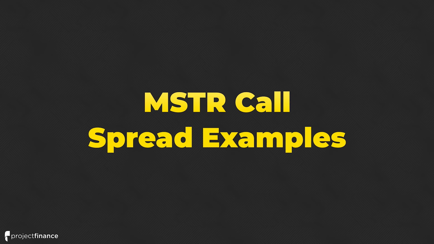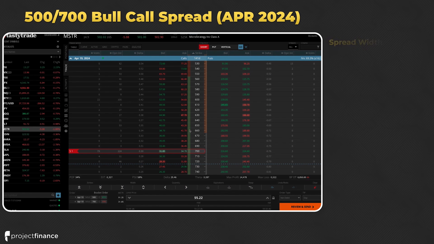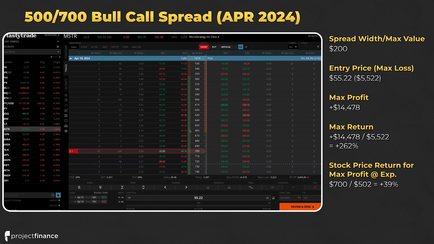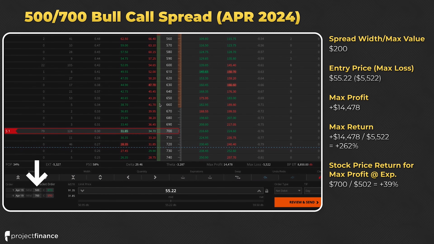Now I want to walk through some call spreads that I recently traded in MSTR, which is MicroStrategy. First, I want to compare some of the call spreads, their prices, and potential payouts. In this first image, I am looking at the April 2024 expiration with 141 days until expiration as of this image capture. We can see that MSTR is at a price of $500. In this image, I queued up the 500-700 call spread. This means I was looking at buying the 500 call and shorting the 700 call.